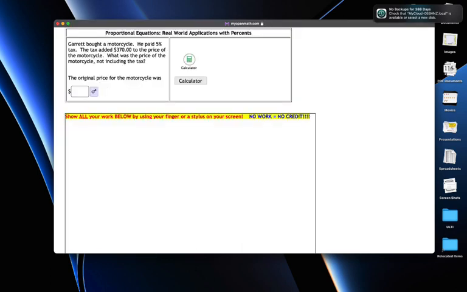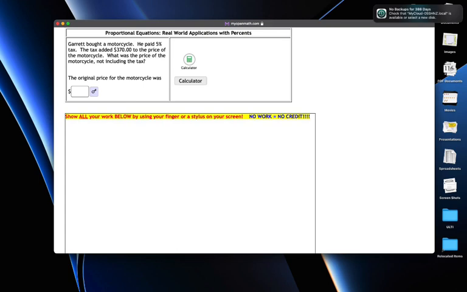In this problem, Garrett bought a motorcycle. He paid 5% sales tax. The tax added $370 to the price of the motorcycle. What was the price of the motorcycle, not including the tax? In other words, what was the price of the motorcycle before the tax was applied? So we are only talking about the sales tax in this problem.